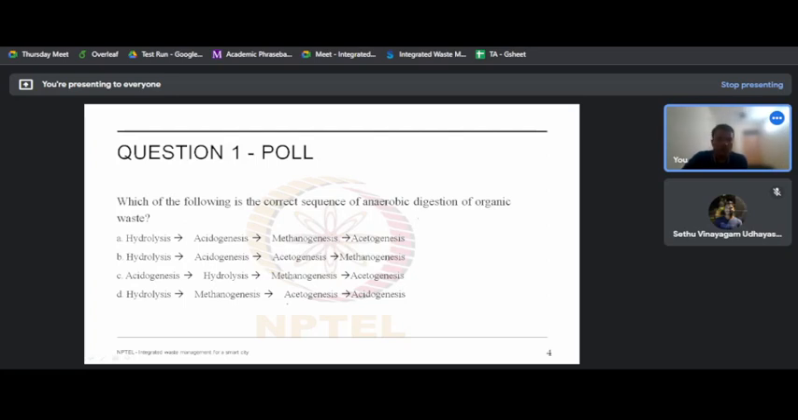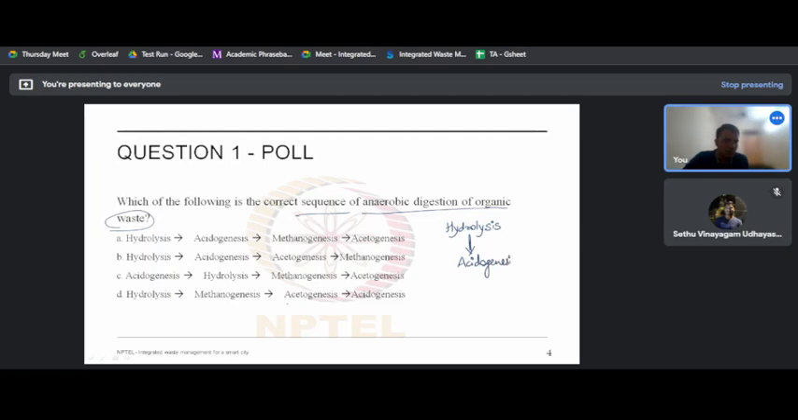So here we are concerned with the sequence of anaerobic digestion of organic waste. Organic waste will have different types of compounds, which will generally have a large molecular weight. Firstly, they will go through hydrolysis. Here the large molecular weight compounds will be broken down into smaller compounds of smaller molecular weight.